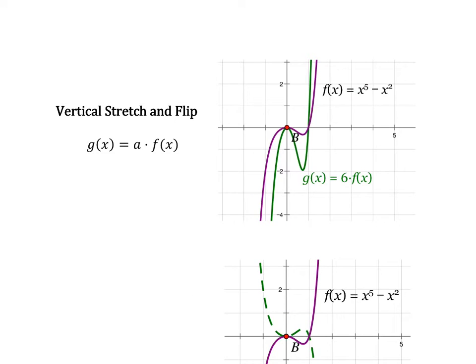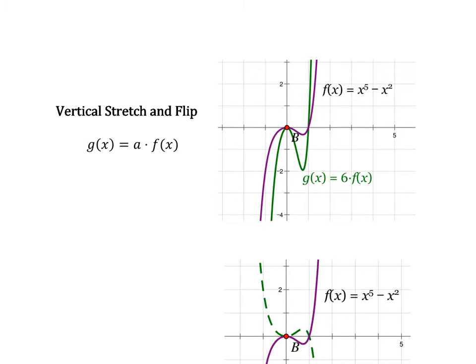So we saw there that when we add and subtract, it moves up and down or left and right. Those are called translations. Well, now we're going to look at some stretching functions. So let's start with this function right here. f of x equals x to the 5th minus x squared.